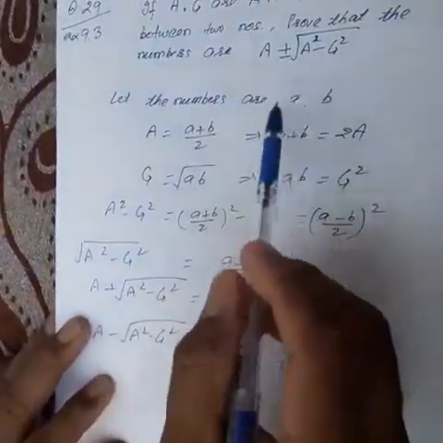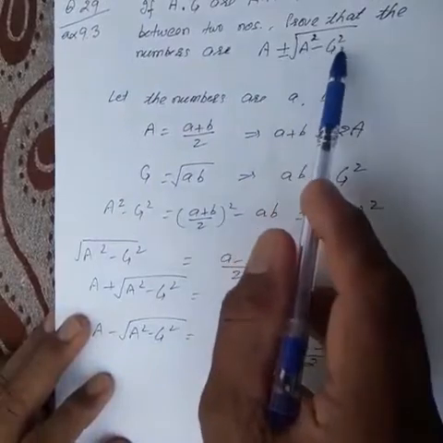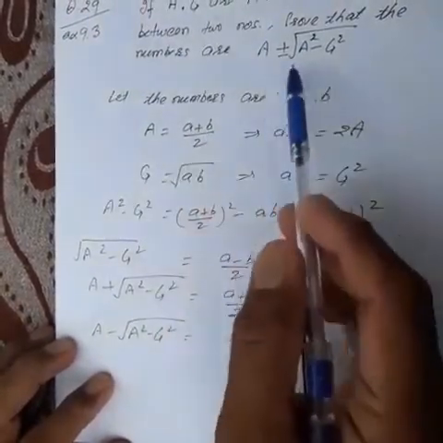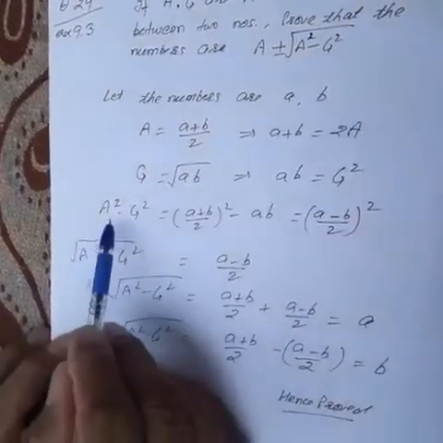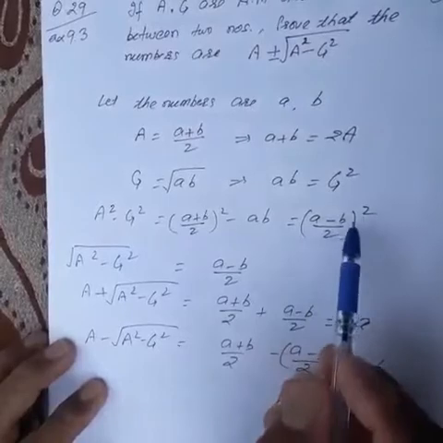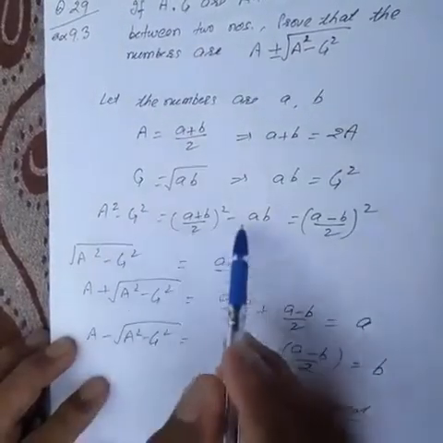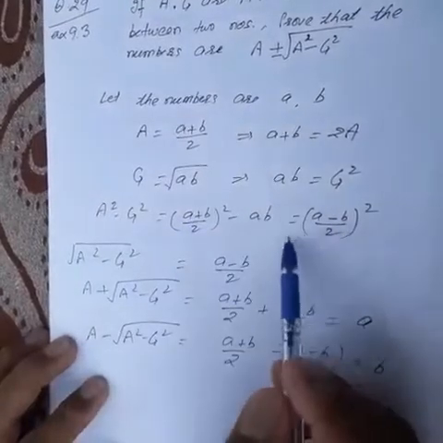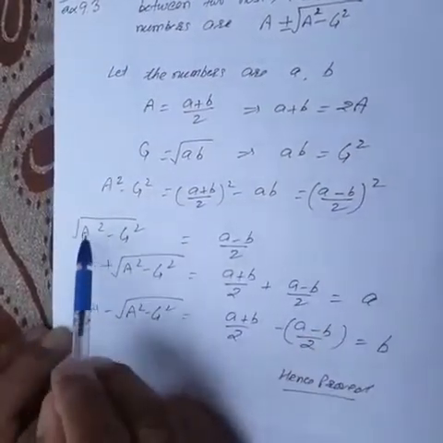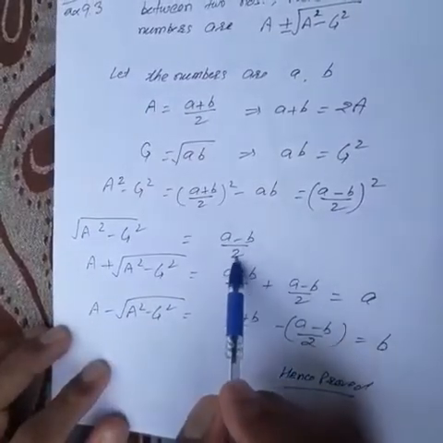Now find A² − G², because we want to prove A ± √(A² − G²). So we will find the value of A ± √(A² − G²). You first find A² − G². It will be ((a − b) upon 2) whole square after simplification. You put the value of A and G. So it will be ((a − b) upon 2) whole square. Now √(A² − G²) will be (a − b) upon 2.